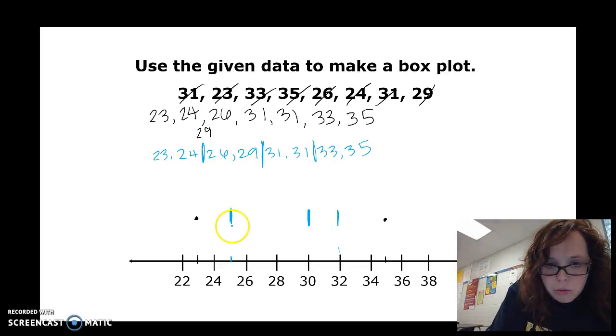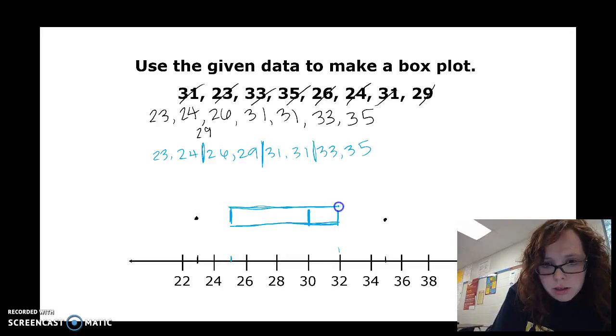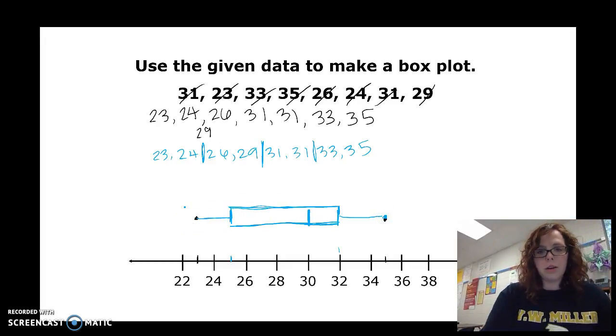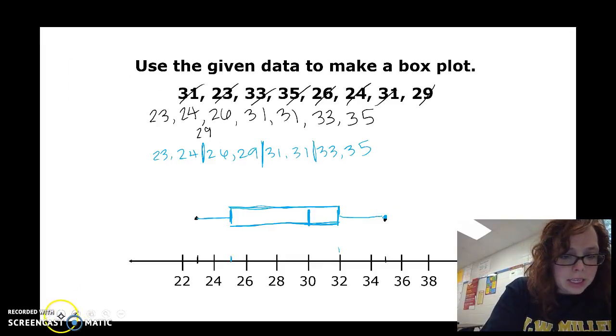Okay, so let me draw my box and my whiskers. Alrighty, there we go, all set. Let's keep going.